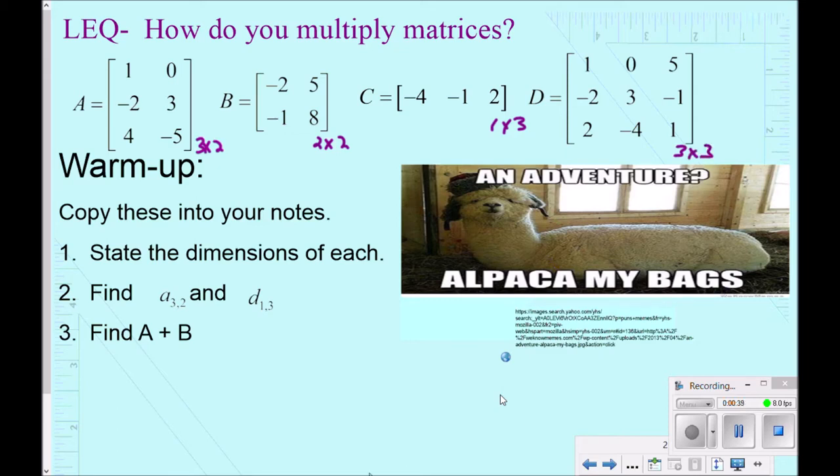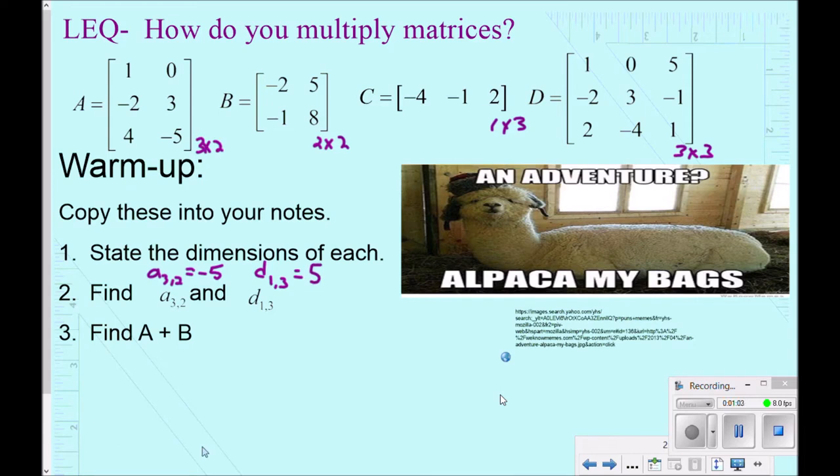Number 2, find A32 and D13. A32 is equal to, I go to A, I go to the third row, second column, and that's -5. D13, I go to D, I go to the first row, third column, and that's a 5.